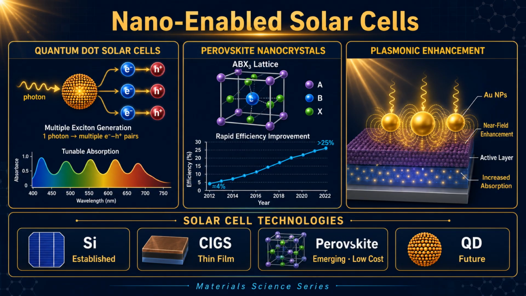Perovskite materials, with ABX3 crystal structure, have emerged remarkably quickly. Starting from 3.8% efficiency in 2009, perovskite solar cells now exceed 25%, rivaling silicon. Their nanocrystalline nature contributes to defect tolerance and solution processability. Low-temperature synthesis enables low-cost manufacturing. Plasmonic enhancement using metal nanoparticles increases light absorption in thin absorber layers through near-field enhancement and light scattering. This allows using less material while maintaining efficiency.